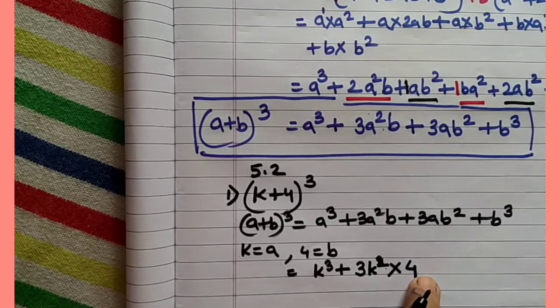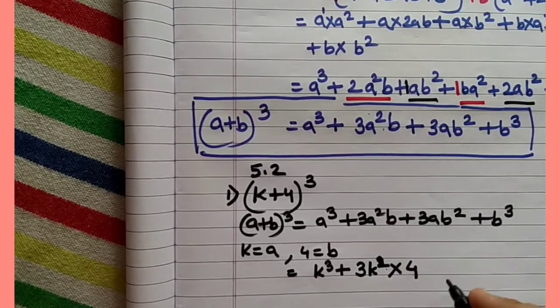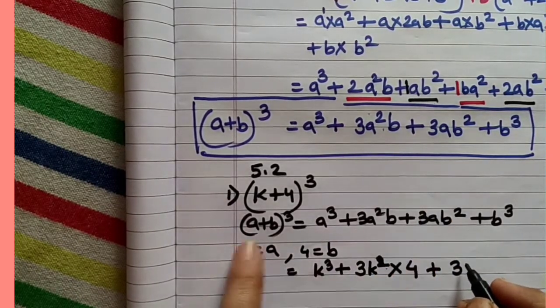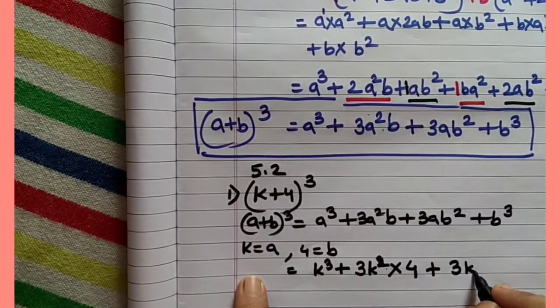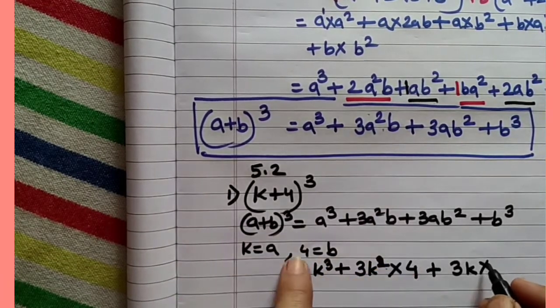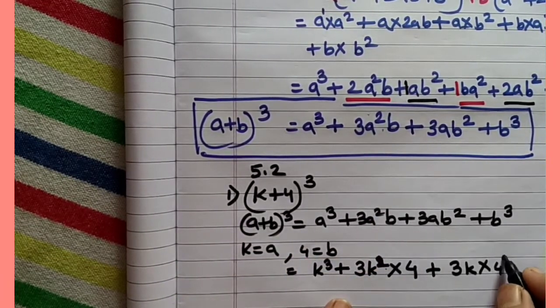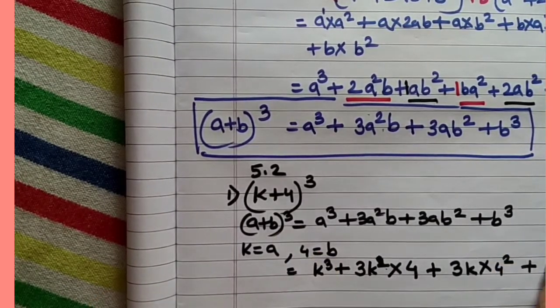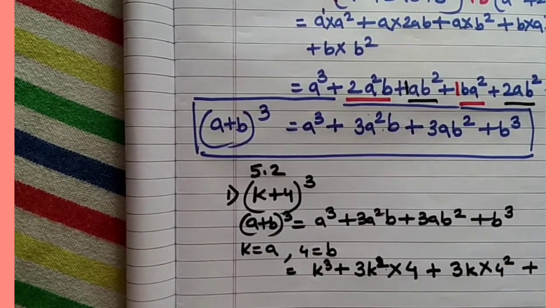But here, when you are solving the sum, you have to put the sign. Then plus 3. Now what is over here? 1 only, a. So 3k multiplied by b square. b is 4, so 4 square, plus b. What is b? 4. 4 cube.